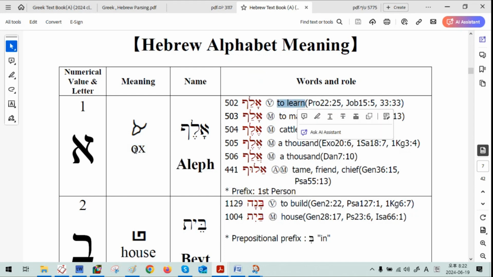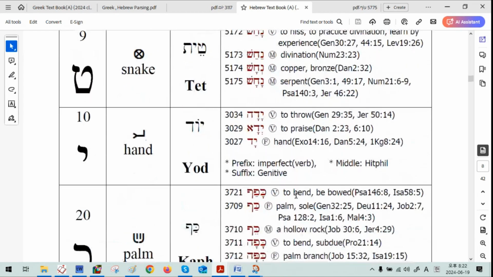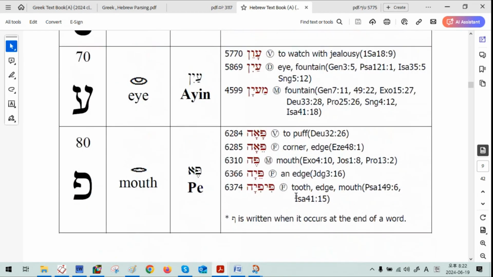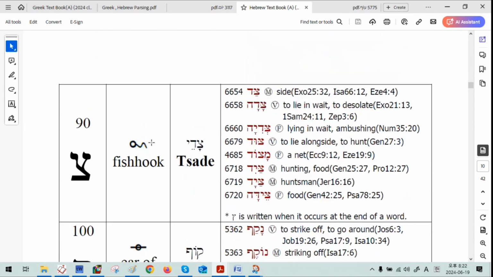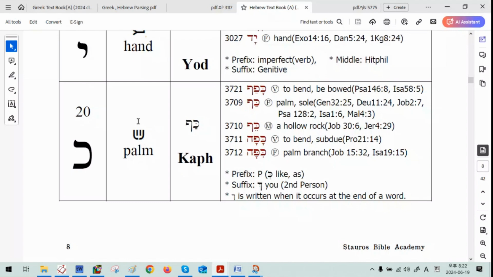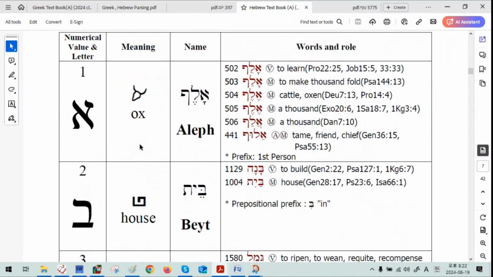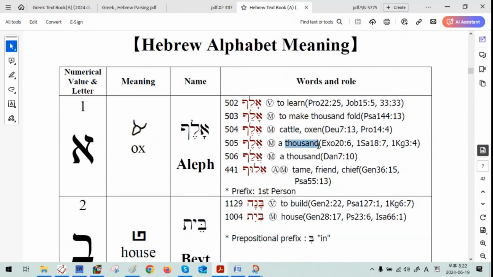By learning the word of God, I have the ox head, and then we have the man's head when coming down to the Rosh, right? This Rosh is the man's head. In Hebrew alphabet meaning we are talking. So the 1,000 years, 1,000 means my personal human nature.